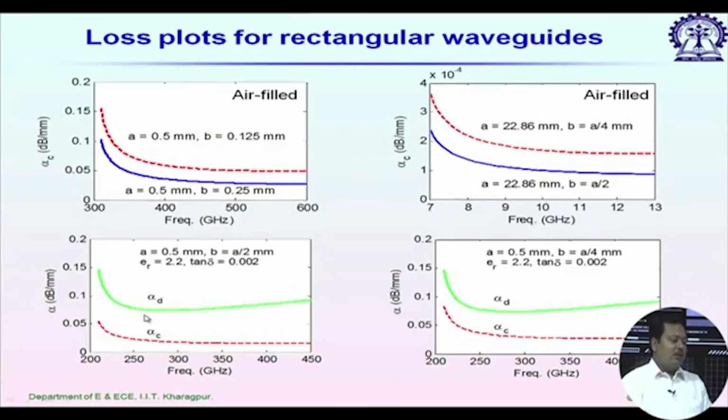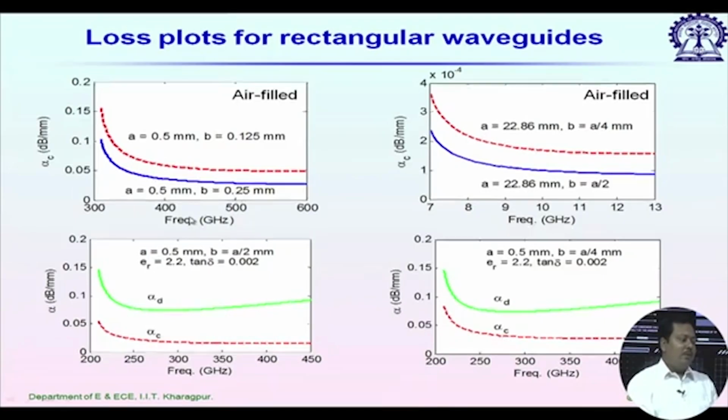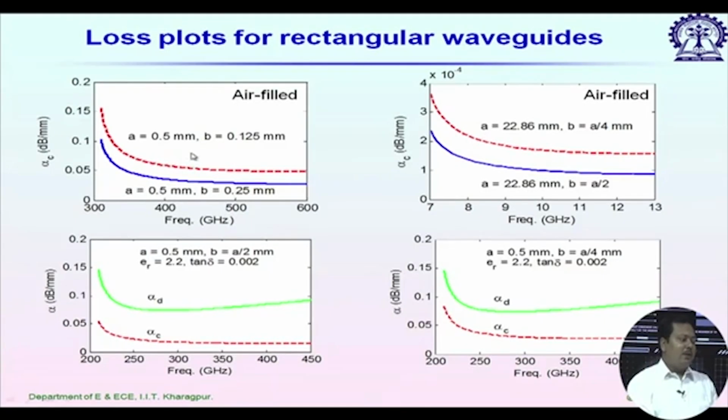So, total loss it will be then alpha c plus alpha d. So, look at the cutoff frequency values. In the first figure we started at 300 gigahertz and in the second figure we started at 200 gigahertz. Why? Because of this epsilon r. Previously it was air filled, epsilon r is 1, and in the second case epsilon r is 2.2. So, cutoff frequency decreases by a factor of root epsilon r.